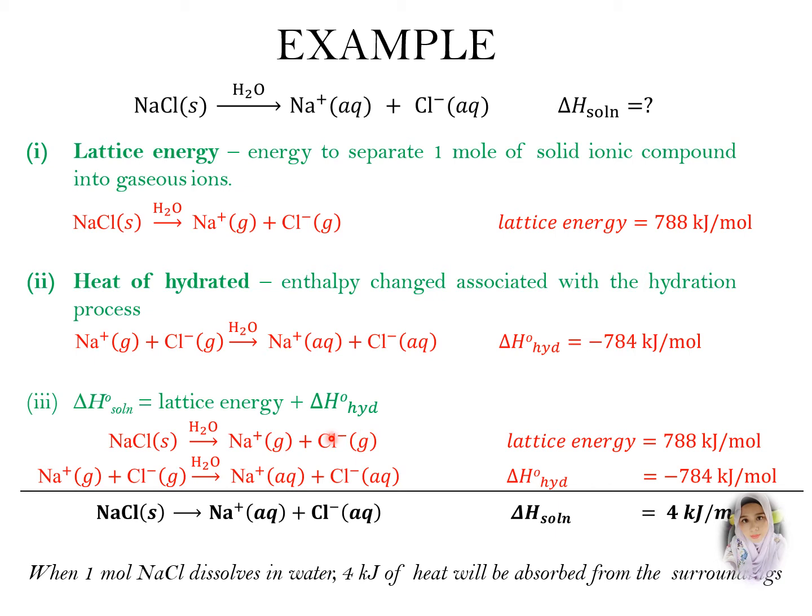By applying Hess's law, it is possible to consider the heat of solution as the sum of two related quantities, which are lattice energy and hydration. Delta H solution indicates that when 1 mole of NaCl is dissolved in water, 4 kilojoules of heat will be absorbed from the surroundings. The delta H is positive, which means that heat is absorbed from the surroundings by the system.